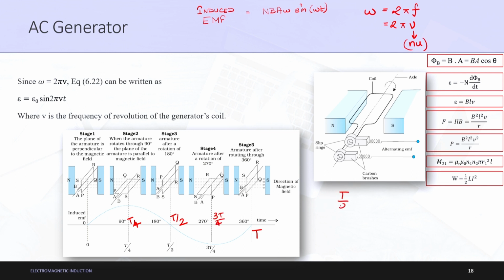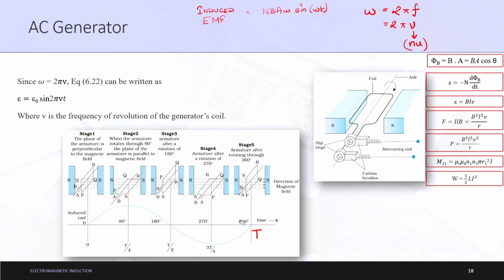Let us say I need to calculate the average of T by 2 plus T. This is the mid value, and this mid value will be equal to 3T by 2 divided by 2, which is equal to 3T by 4. So, this concept is also being done for you.